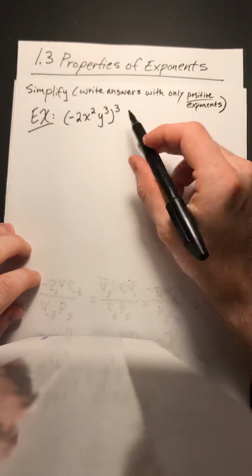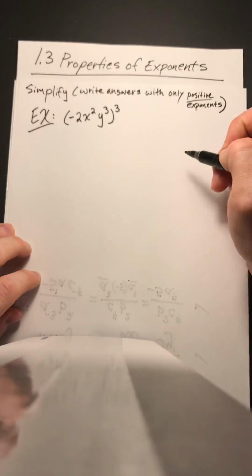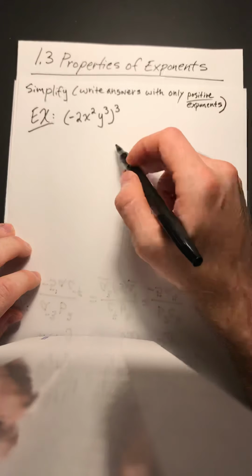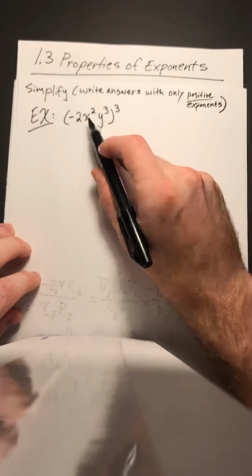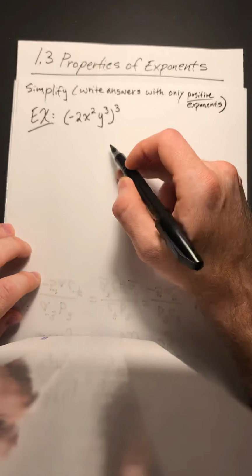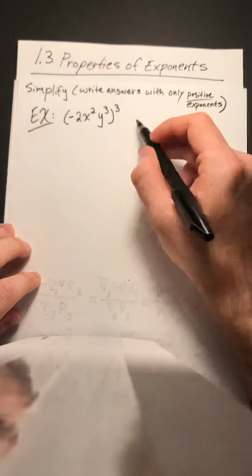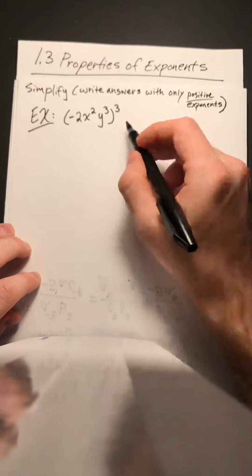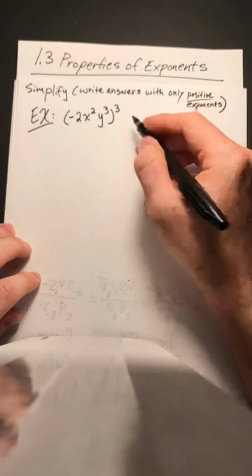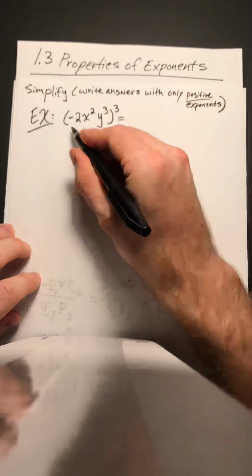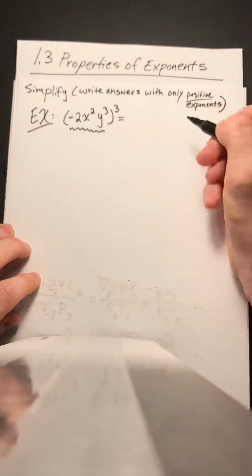Alright, so we're going to be doing 1.3 Properties of Exponents, and we're going to simplify this expression. So this is one of those classic power to a power problems. One thing that I can do with this type of problem is just write it out. Since the exponent here is only 3, I can write what's in the parentheses 3 times.